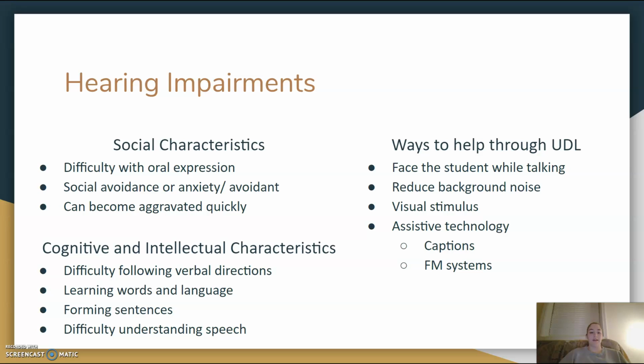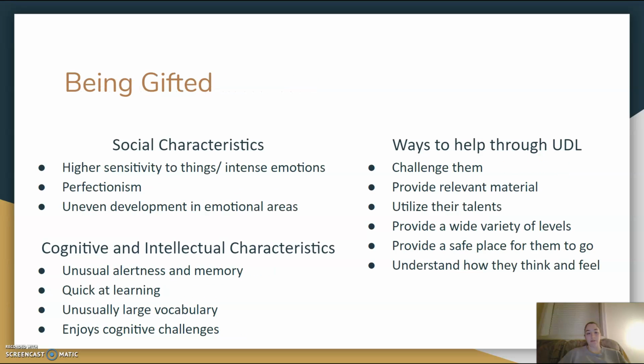Hearing impairments: they might have difficulty with oral expression, they might be socially avoidant, they can become aggravated because they can't get their point across, and all that's just because they're unable to hear. They might have trouble forming sentences and understanding speech in general. Some ways to help them would be to face the student while talking, reduce background noise, provide visual stimuli, and have assistive technology like captions and FM systems.